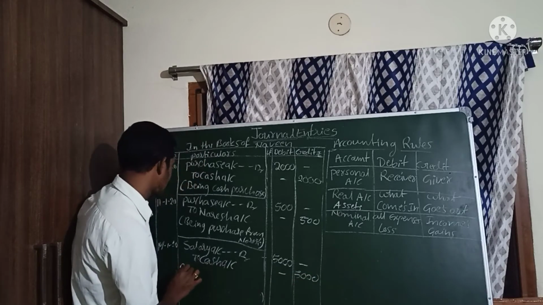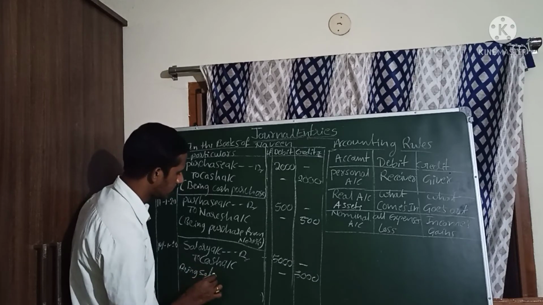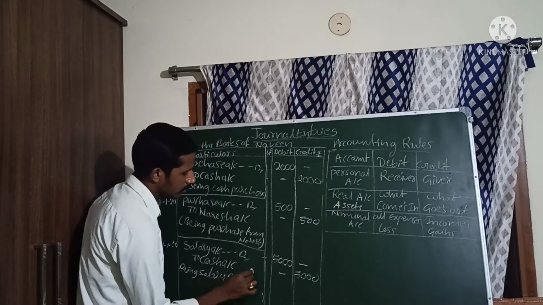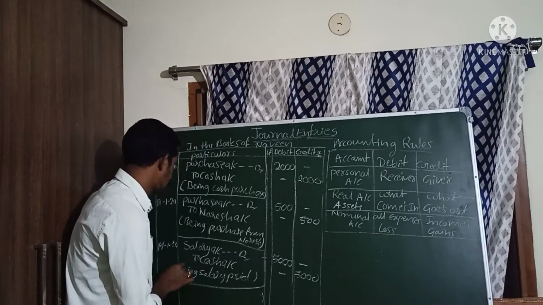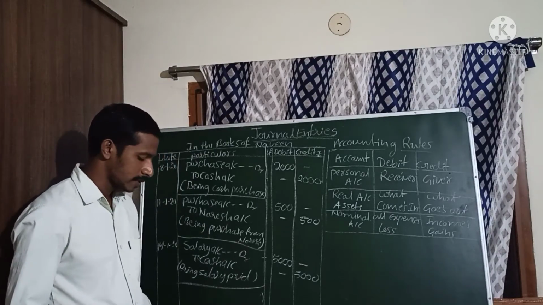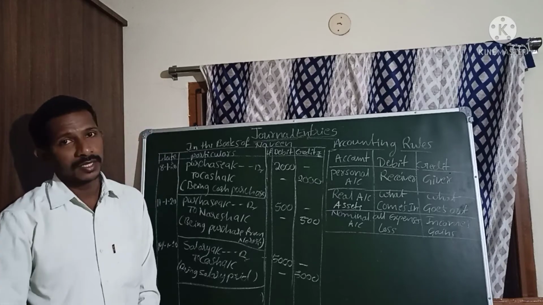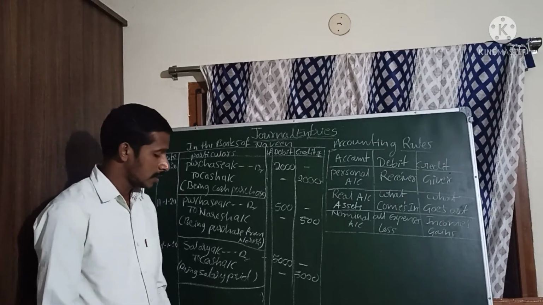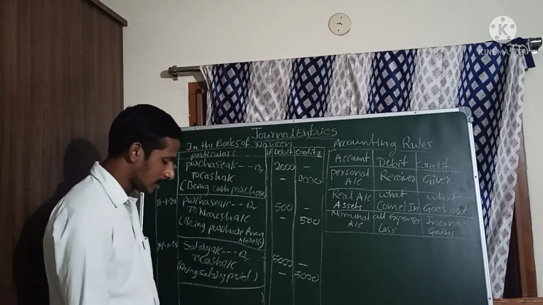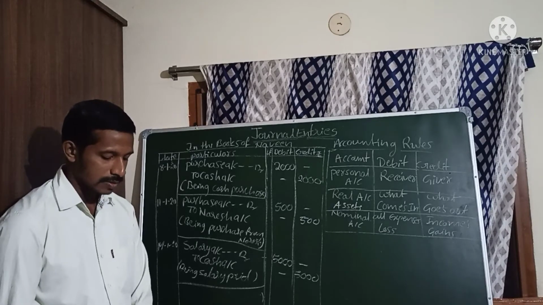Here the explanation: being salaries paid. Okay, salary paid. Next, if any income we received, we'll see if we received any income, incomes.